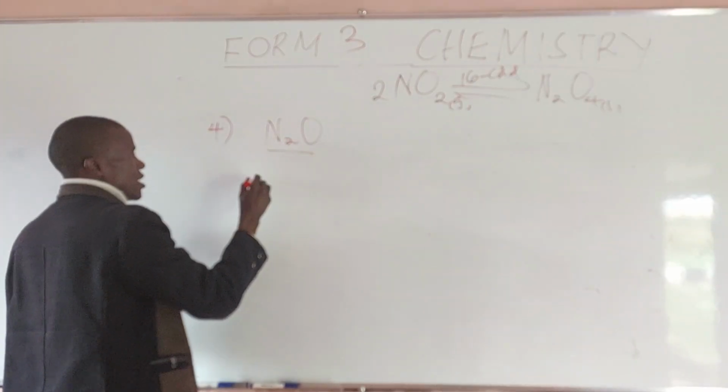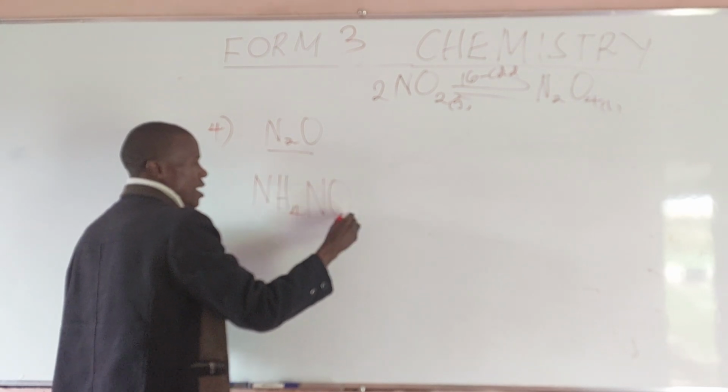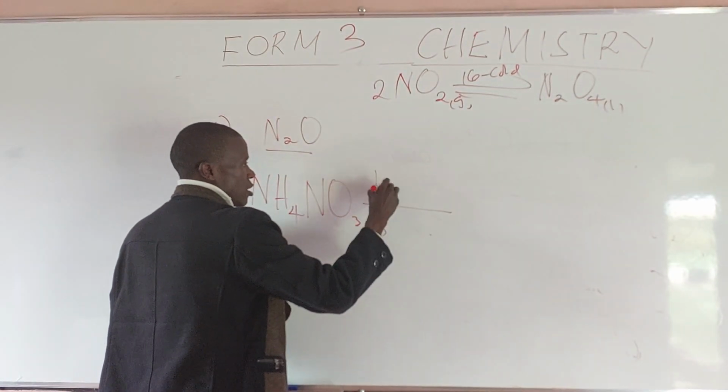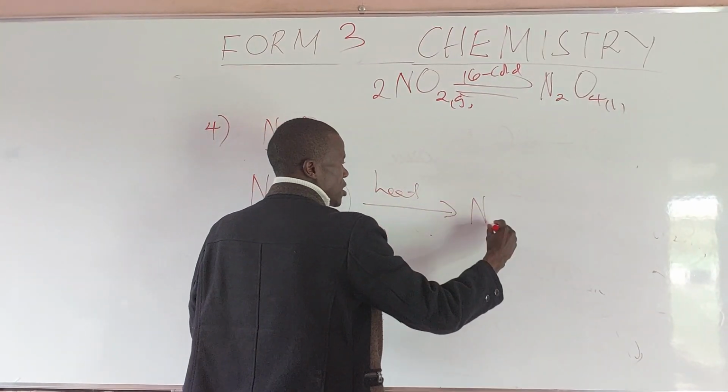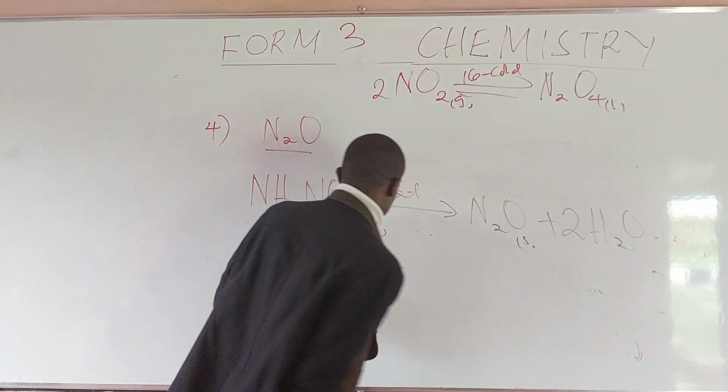Nitrogen 1 oxide is prepared in the laboratory by thermally decomposing ammonium nitrate. Then we form nitrogen 1 oxide and 2 moles of water.